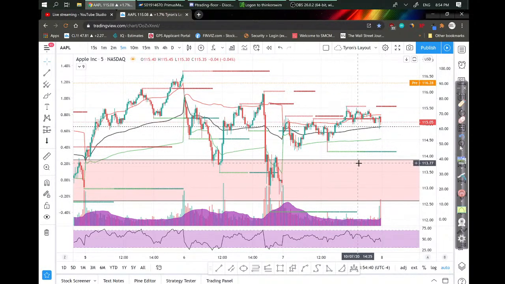Sometimes it falls short, sometimes it falls over, right? But by using this together with other indicators, you can get a better understanding. Now, what is this helpful for?